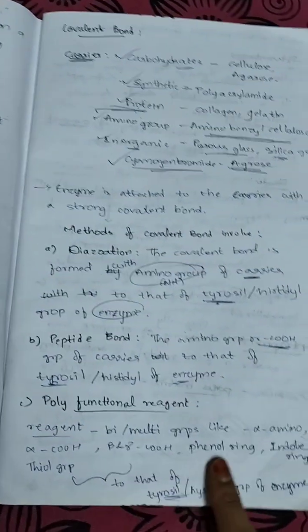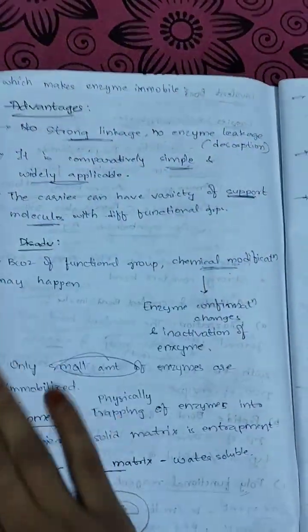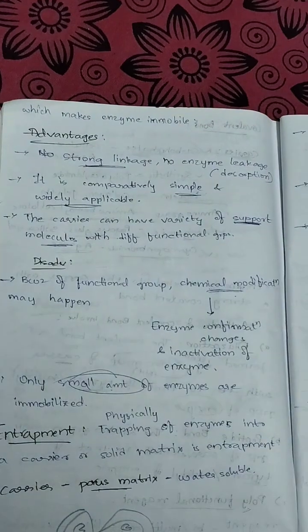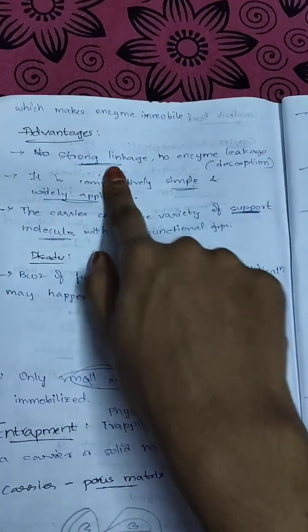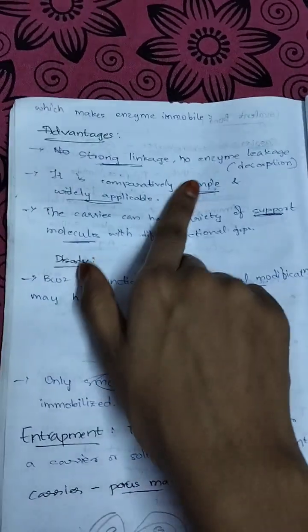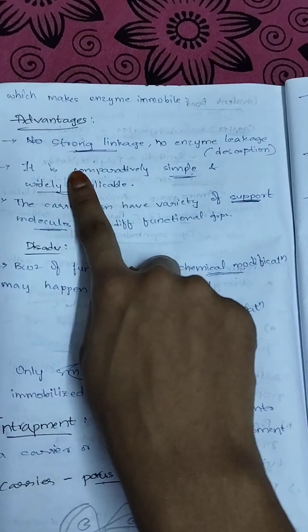These groups bind with the tyrosyl group of the enzyme. This is involved in the covalent bonding. Now the advantages of covalent bonding are that a strong linkage is present, so no leakage happens.